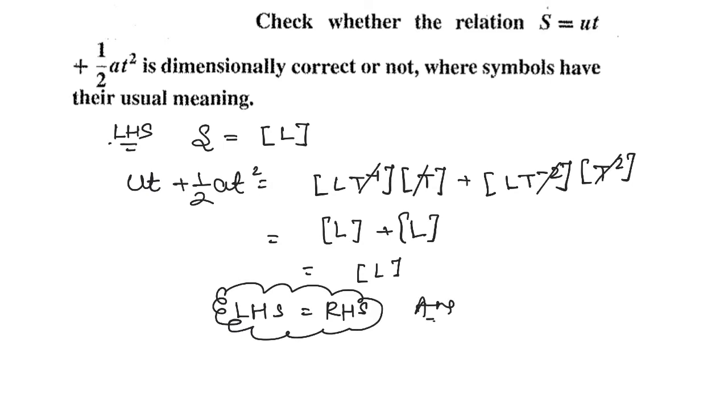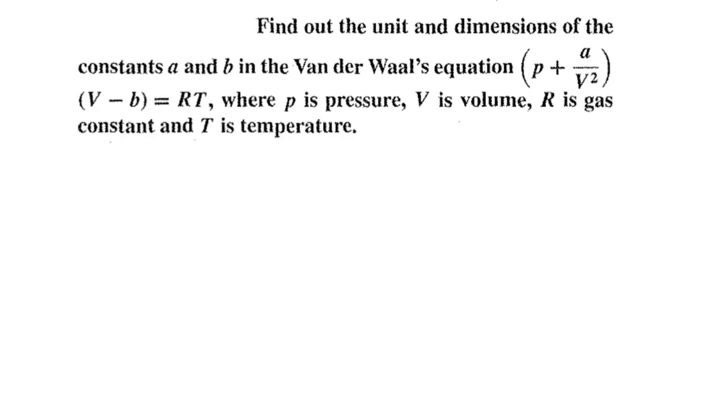This looks like a dangerous numerical, but concept-wise it is very good. In JEE Mains, NEET, school, everywhere this question comes. So look at what it is saying: find out the unit and dimensions. Basically we have to find the dimensions of A and B. Can you see A and B, class? So we have to find the dimensions of A and B.